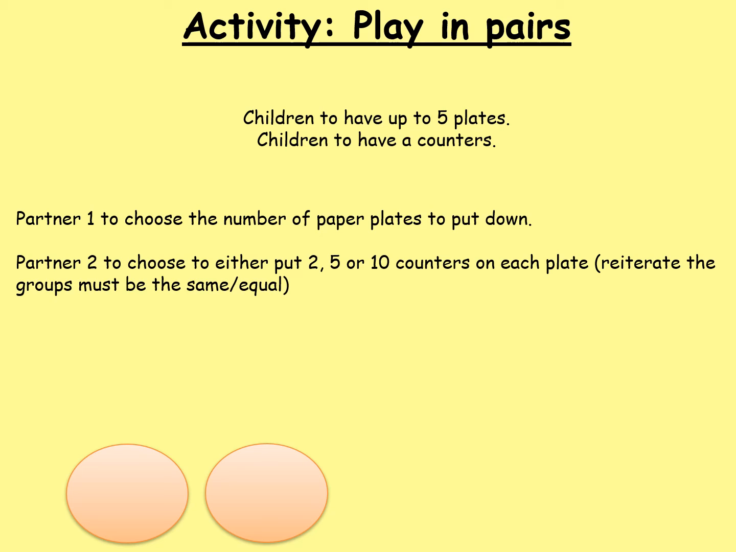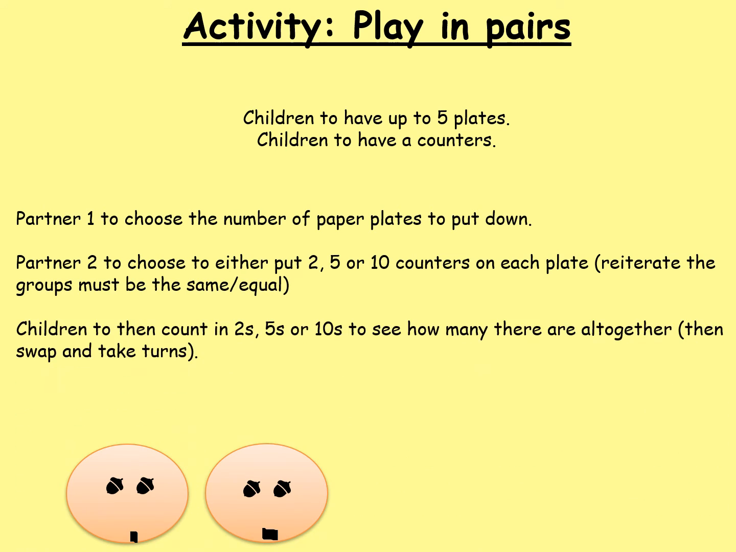So I'm going to choose to put 2 on each plate. So I have my equal groups of 2. So there's 2 in this group. Okay, there's 2 in this group and there's 2 in this group. All right, so I've got my groups. Okay. So then I want you to find out how many you have altogether.